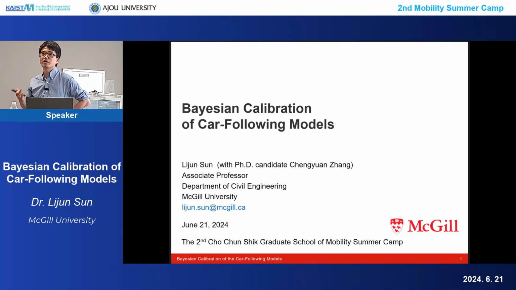Because if you have wrong calibration or wrong parameters, the results you generate will not be sufficient for you to do the analysis. So today I'm going to talk about two recent works we did. We are trying to promote the idea of doing more statistical calibration. We call it Bayesian calibration of car-following models, and you will see what the Bayesian concept is afterwards. This is joint work with my PhD student, Chengyuan Zhang.